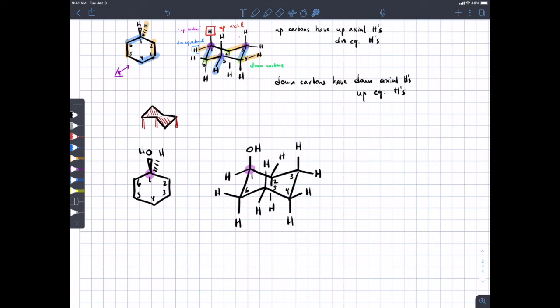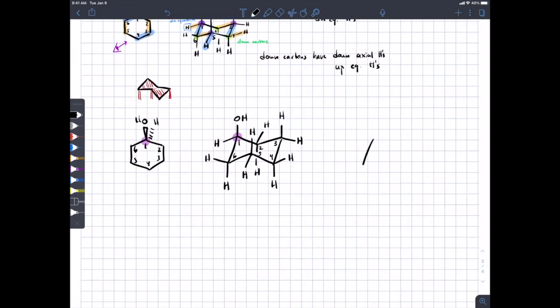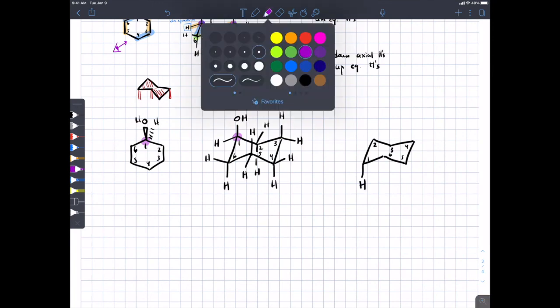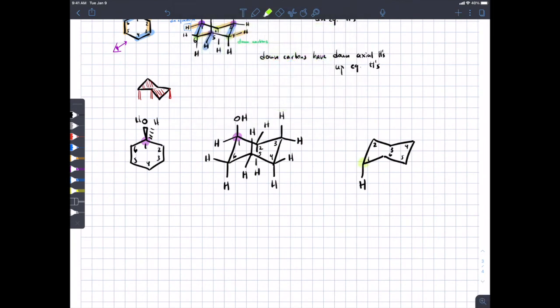Now, how do you know that the hydroxyl group is up and axial and not equatorial? We know that it's up axial just based on how we drew this, because I chose to put carbon 1 at an up carbon. Now let's see if I chose to put carbon 1 at a down carbon. Let's instead put carbon 1, 2, 3, 4, 5, and 6 here. At down carbon 1, the up position is actually equatorial.